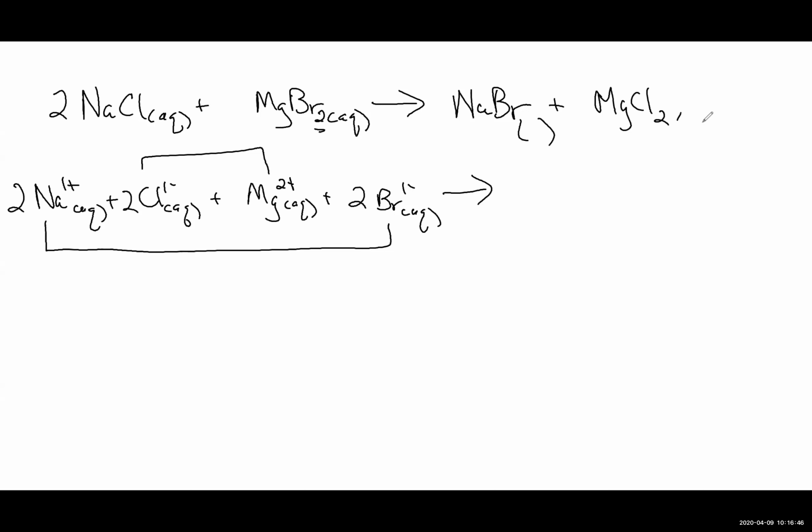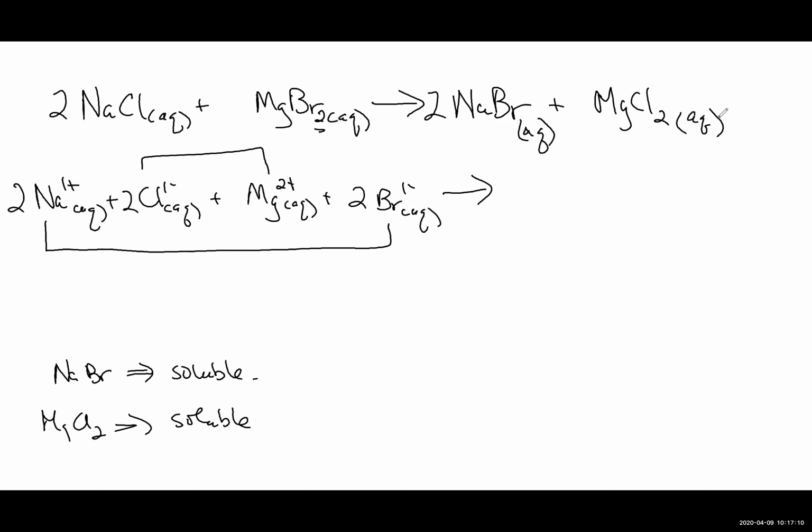Now I have to look at my solubility table. And if I wanted to balance, I'd need a 2 in front of NaBr. Now I'm going to look at my solubility table and decide, are these things soluble or insoluble? If you look up NaBr, it is soluble, so I'm going to write aq. And if I look up MgCl2, it is also soluble, so I'm going to write aq. So what am I going to end up with on this side? I'm going to have 2 sodium ions, 2 bromide ions, a magnesium ion, and 2 chloride ions.